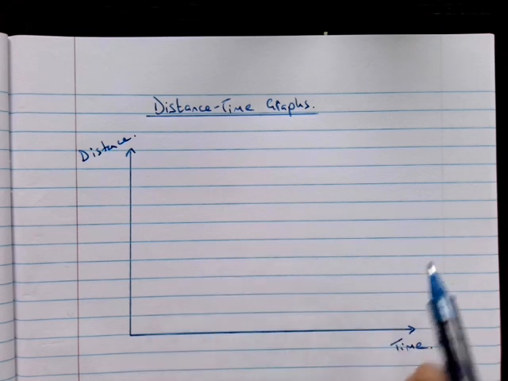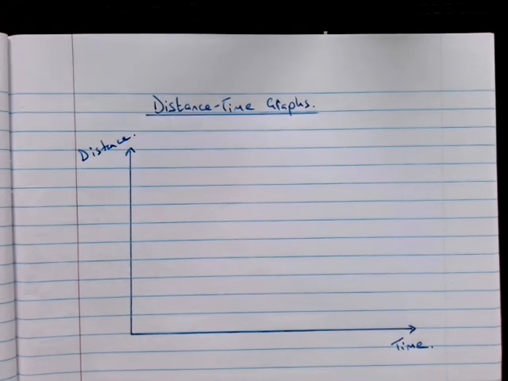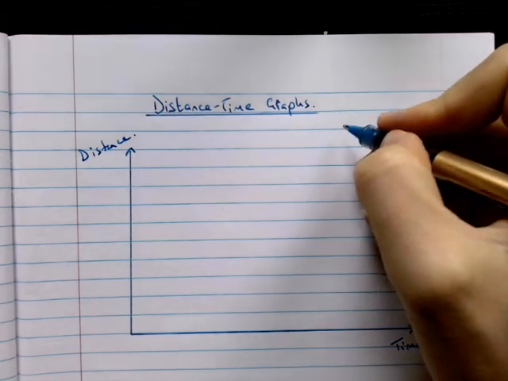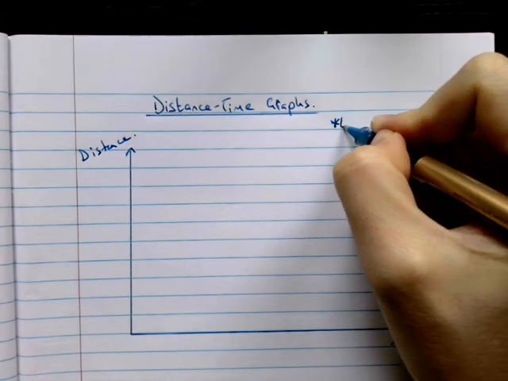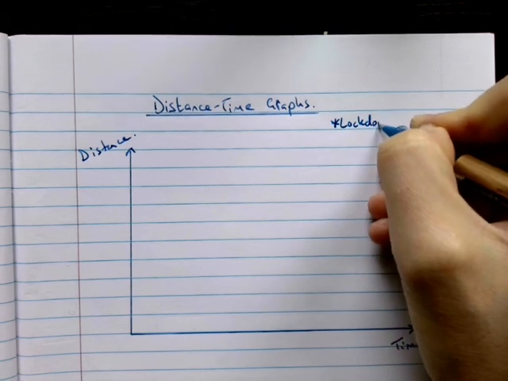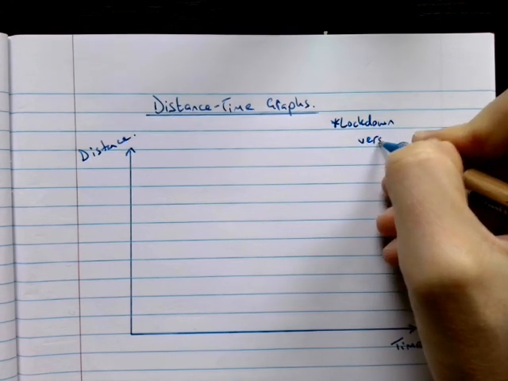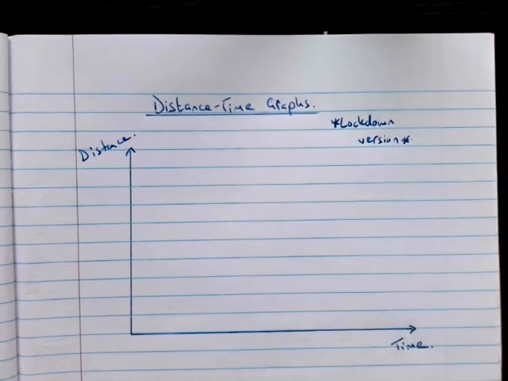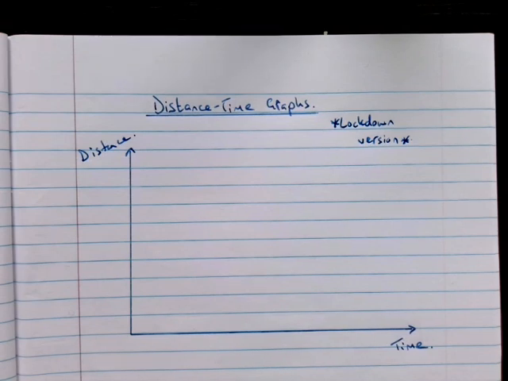Normally we would do you're driving in a car or going to see your friend or going shopping or something. But we're going to do a lockdown version of our distance time graph, which means that we can't go outside the house.